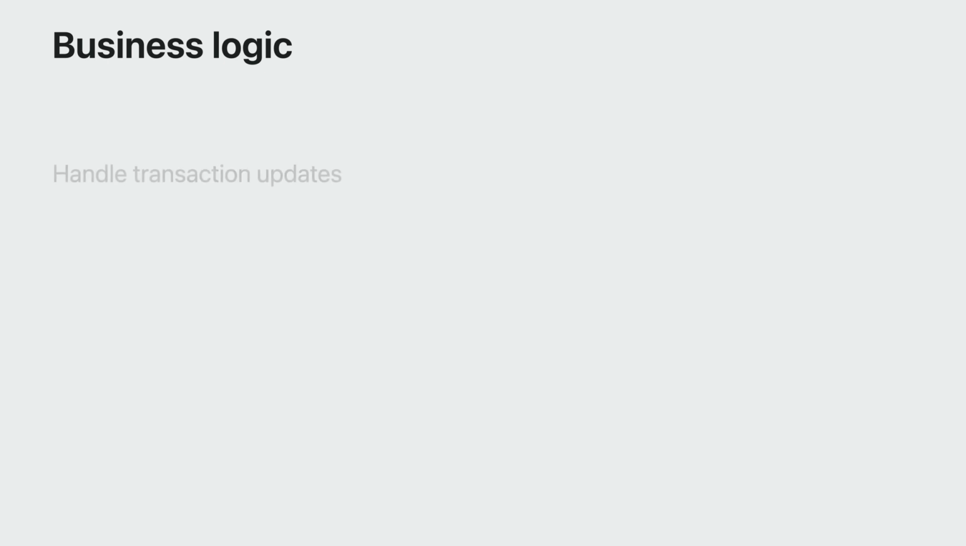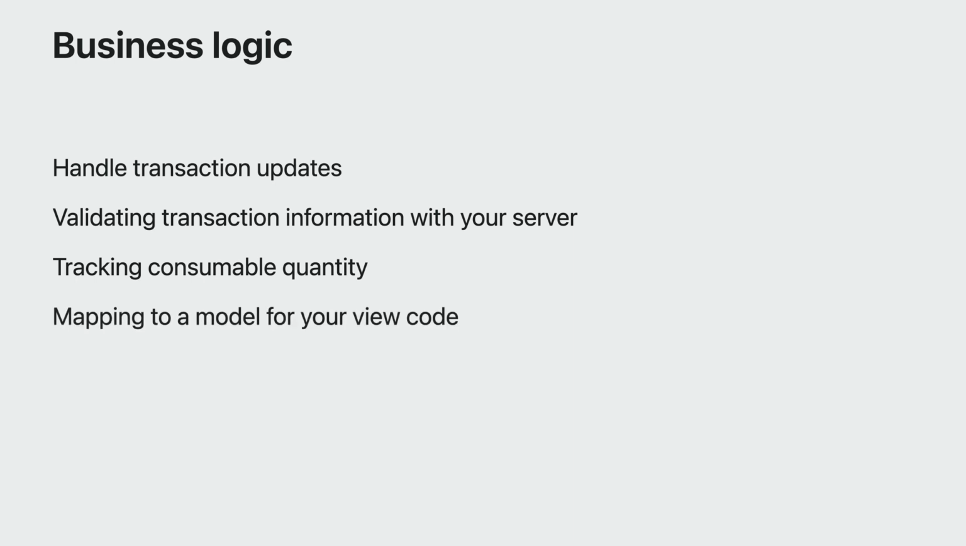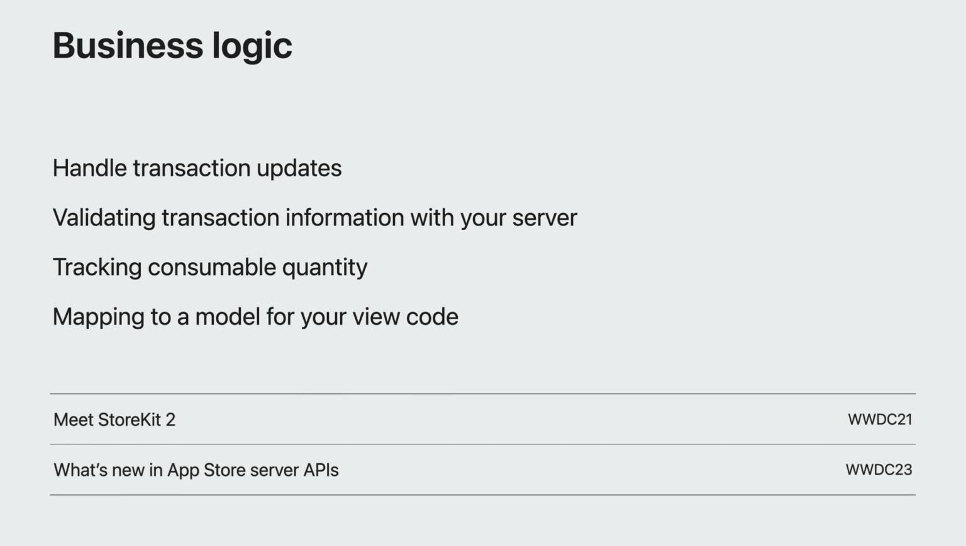Before you get started with these APIs, you want to have already implemented your business logic, or at least have some scaffolding in place. Ensure you're handling updated transactions, cooperating with your server, tracking consumable entitlements, and creating a data model that's suitable for your UI code, among other things. I recommend checking out Meet StoreKit 2 and What's New in App Store Server APIs to learn more about implementing your business logic. I already went ahead and implemented our bird business logic into an actor called BirdBrain. You'll see me referencing this soon. Let's get started with giving birdwatchers access to consumable bird food they purchase.